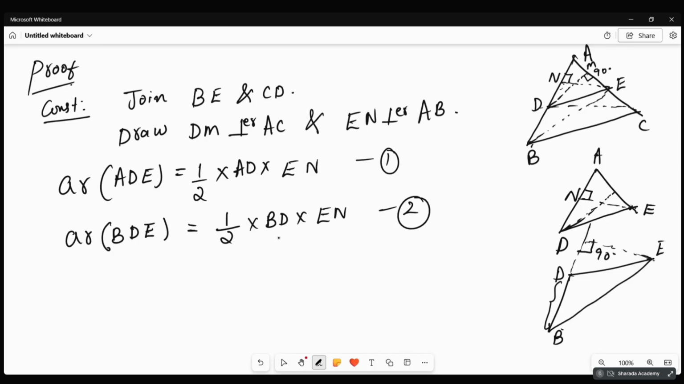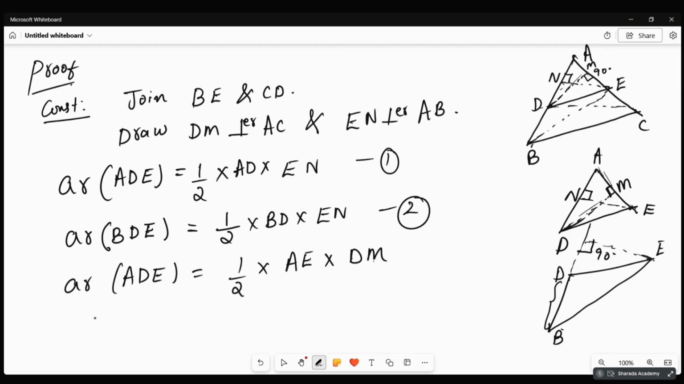What we will get? AD by BD will get this side. That's why we are trying to do that. Next, area of ADE. If you take by the other side, what you will get? Half into AE into DM. That means in this, if I take AE as the base, then DM will be the altitude. From this point D, I'm drawing the 90 degrees. So DM is the altitude. So AE by DM. Okay.